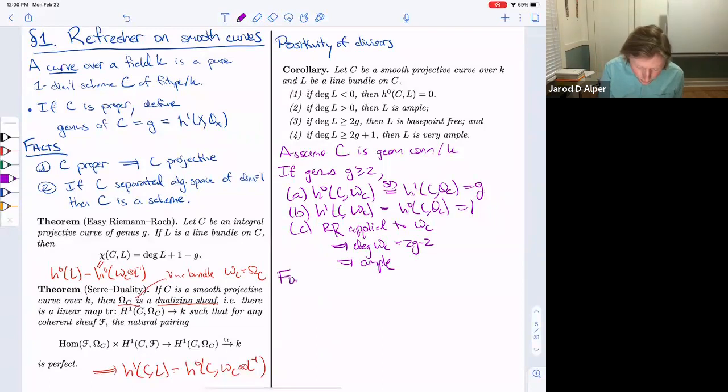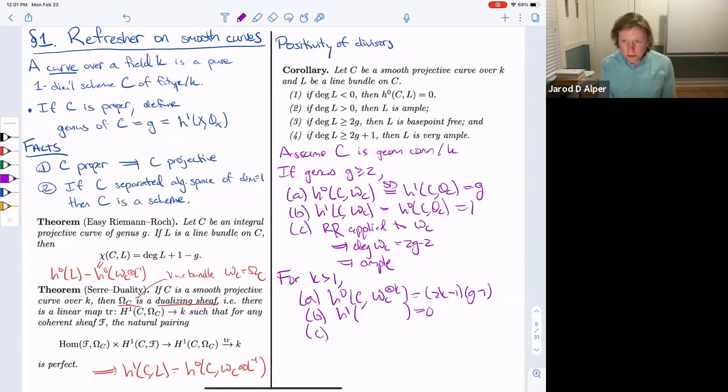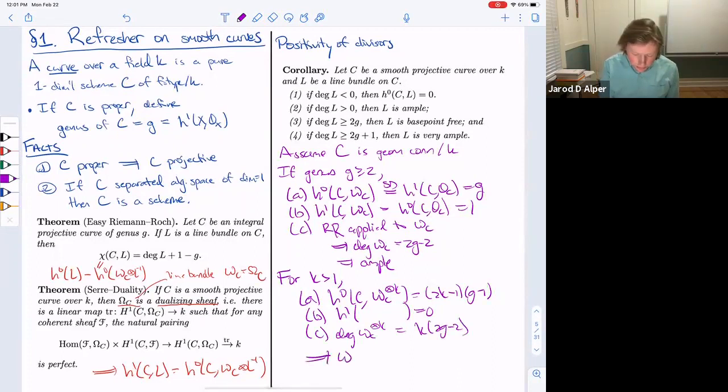So for K greater than 1, we can do the analogous calculations: H0 of omega C tensor K is (2K minus 1)(G minus 1), there's no H1, and its degree, well, it's just K times the degree of omega C, so that's K times (2G minus 2). And this implies that omega C tensor K is very ample if K is at least 3.